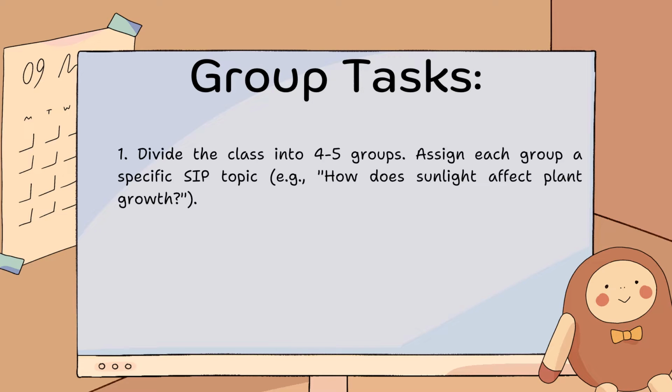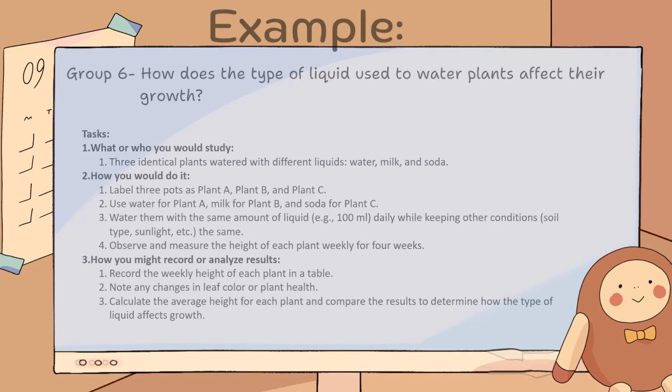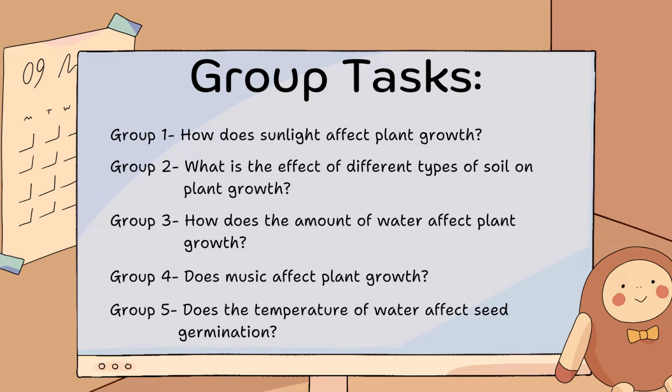Group tasks. 1. The class will divide into 4 to 5 groups. Each group has an assigned specific SIP topic. Example: how does sunlight affect plant growth? 2. You will be asked to think about what or who you would study, how you would do it, and how you might record or analyze your results. You can refer to the provided example here on how you will do the activity or tasks given to you. Here are the specific assigned tasks for each group.